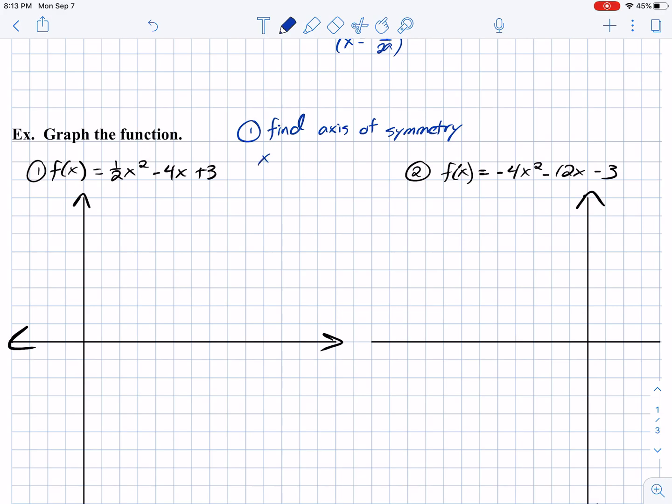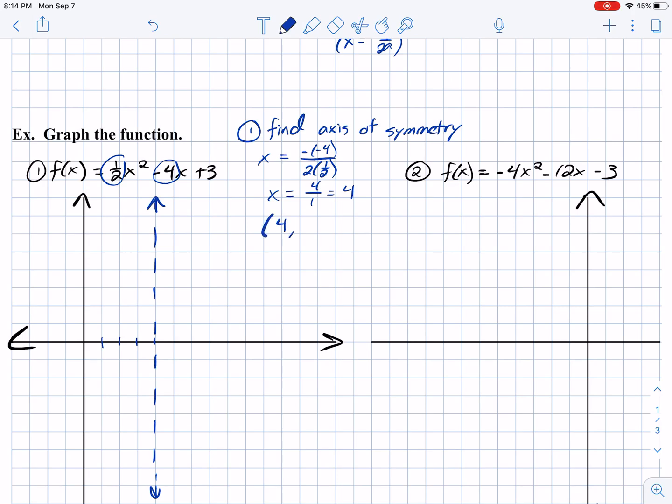If we're using negative b over 2a, our b is negative 4, our a value is 1/2 here. So a negative 4 is going to get us a positive 4 over 2 times 1/2. So we get x equals 4 over 1, or just 4. So that means we can come over here, 1, 2, 3, 4, put our axis of symmetry. That means this is going to be going straight through the vertex of our parabola. We just need to know where on this line does our vertex fall.